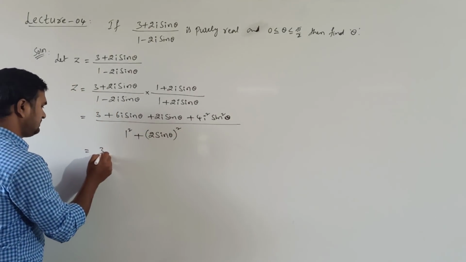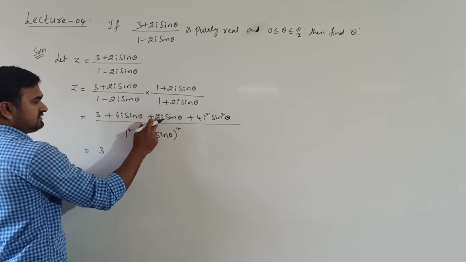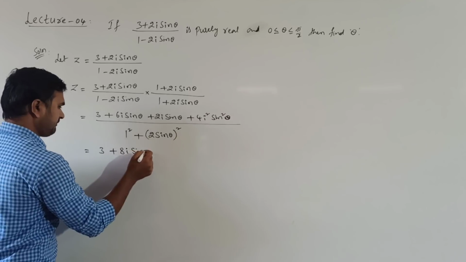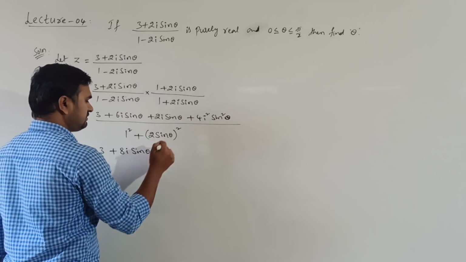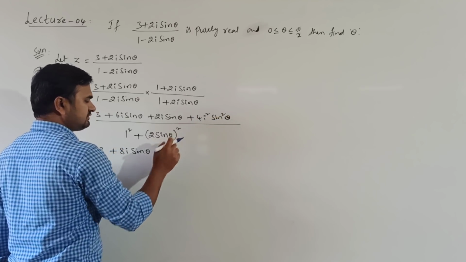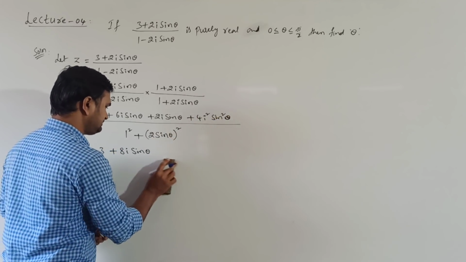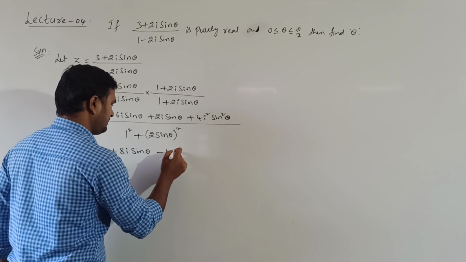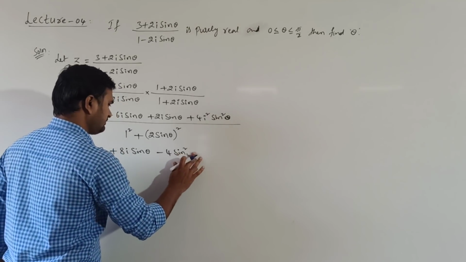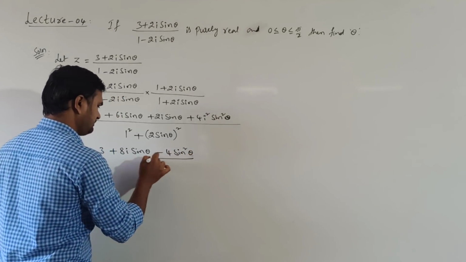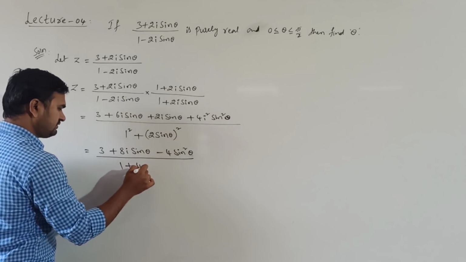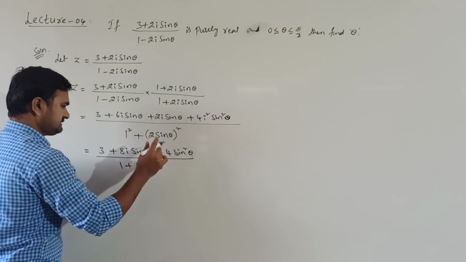Simplify. 6i sin theta plus 2i sin theta, 8i sin theta. Next, 4i square sin square, i square is minus 1 into 4, so it will become minus 4 sin square theta, divided by 1 plus (2 sin theta) whole square, 4 sin square theta.